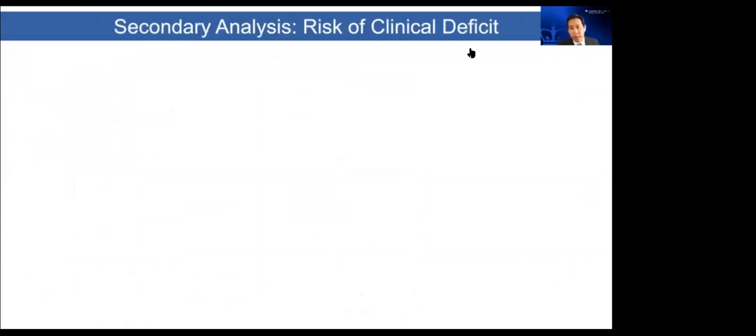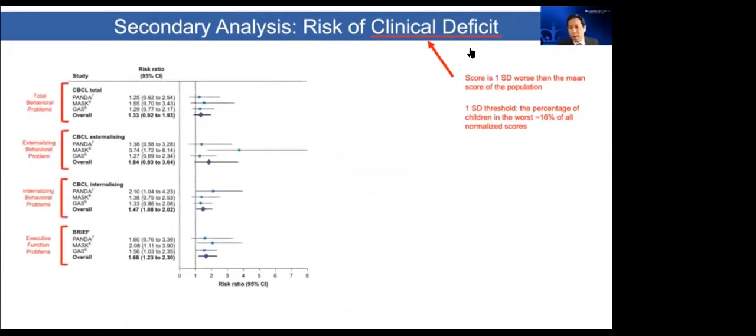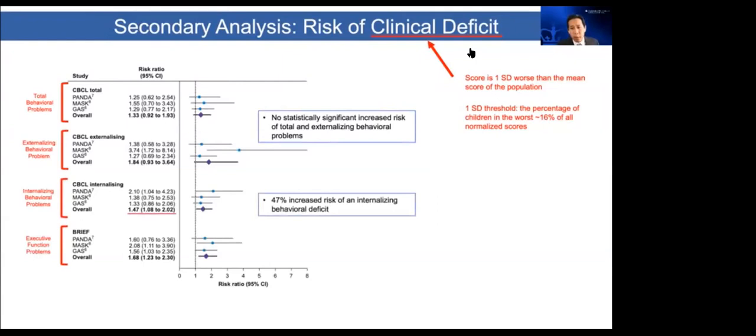To try to help with interpretation, we did a secondary analysis to determine if this 2-point difference found in behavioral outcomes was associated with an increased risk of developing a clinical deficit. We defined clinical deficit as a child having a score that was 1 standard deviation worse than the mean score, which translates to being in the worst 16% of all normalized scores. We found that children were not statistically significantly more likely to be in this lowest 16% deficit category for total behavioral scores or externalizing behavioral problems, but they were 47% more likely to have internalizing behavioral deficits and 68% more likely to have an executive function deficit.